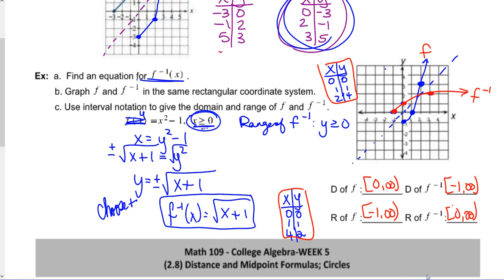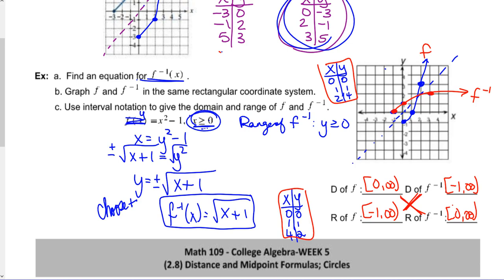Now, what did I just say earlier? These two are going to be the same, and these two are going to be the same, and we just proved it by the graph. Remember, the x values of f are the same as the y values of f inverse, and the y values of f are the same as the x values of f inverse. And so there we have it. That is it with our inverse functions.